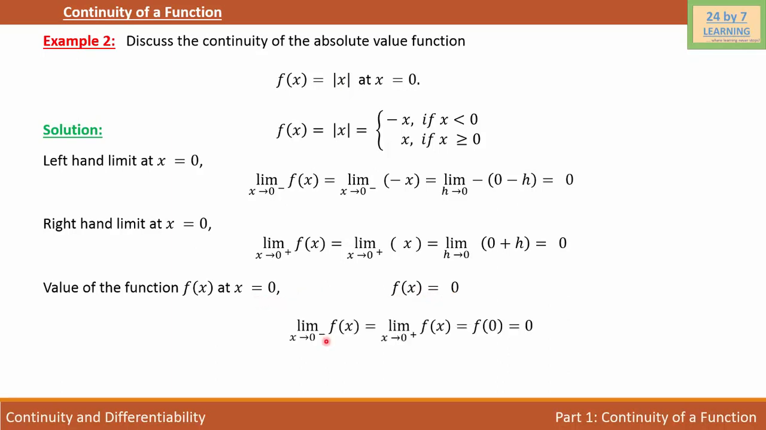Using the definition of the continuity of the function, we can say that the limit as x tends to 0 minus of f(x) is equal to the limit as x tends to 0 plus of f(x) is equal to f(0), and all these are equal to 0. It simply means that the left hand limit is equal to the right hand limit is equal to the value of the function, and all these three are equal to 0. So we can say that the function f(x) equal to the absolute value of x is continuous at x = 0.